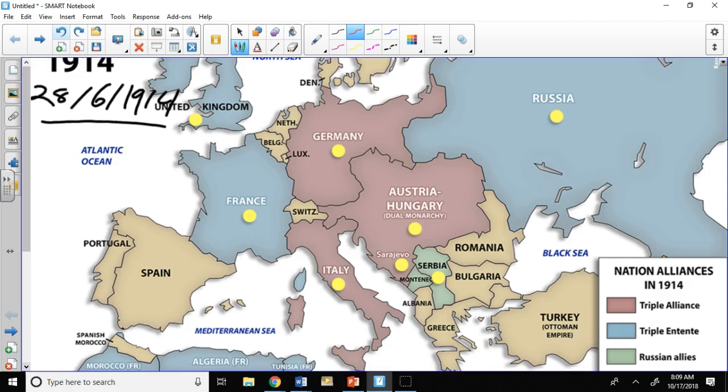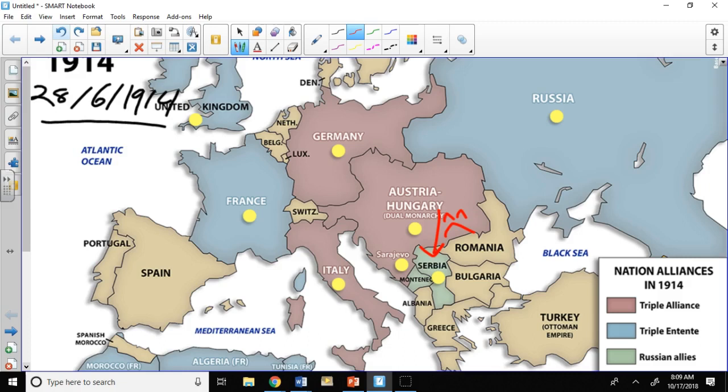Austria-Hungary immediately believes that the killer is linked to the Serbians right here, so there are going to be some tensions going on. They are not happy with Serbia at all. They believe that Serbia is the one who's doing this and causing the situation to go on right now.